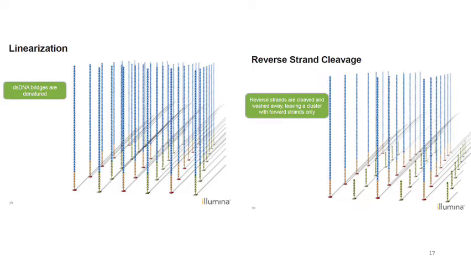Following bridge amplification, the double-stranded DNA is denatured. This will result in single-stranded DNA being hybridized to the flow cell. This is depicted in the image on the left-hand side of the slide. In order to sequence, we need to remove one strand so that we're not getting cross signals. So the next step is to cleave off the reverse strands and wash the flow cell to remove those strands. The removal of the reverse strands is the last step of cluster generation.